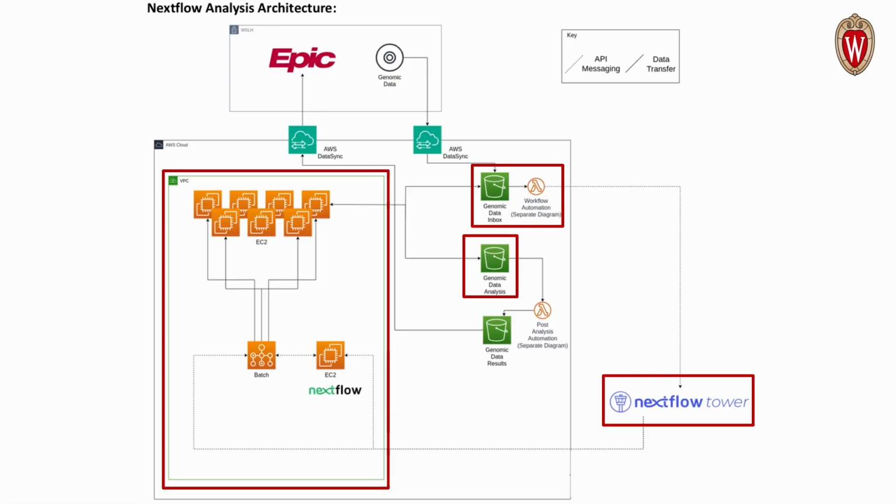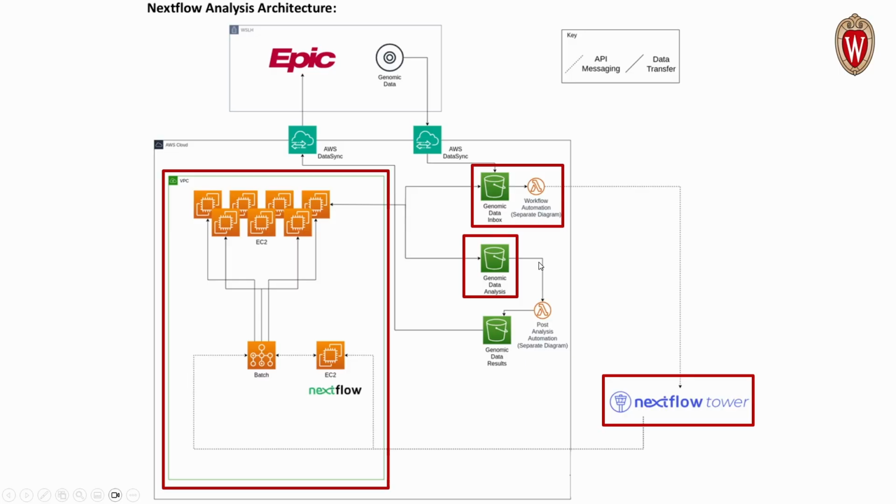Now, as for the Nextflow analysis architecture, it'll give you a little bit more clarity here, where we again have that AWS DataSync task where we have the genomic data inbox and the workflow automation. But this is where EC2 and Batch come into play, where Batch will provision the necessary computing requirements, and EC2 are the instances where the analysis is run. So the necessary information about computing resources is given to Batch via an API from Nextflow Tower, and the actual runs are performed in EC2. And again, anything that comes out of an analysis is dropped into the genomic data analysis bucket, which is an S3 bucket.